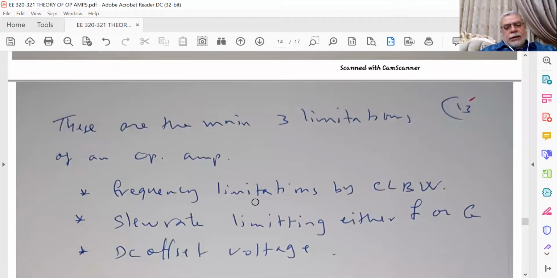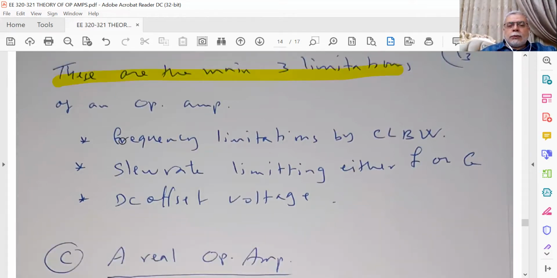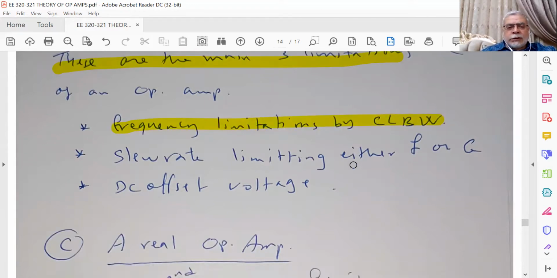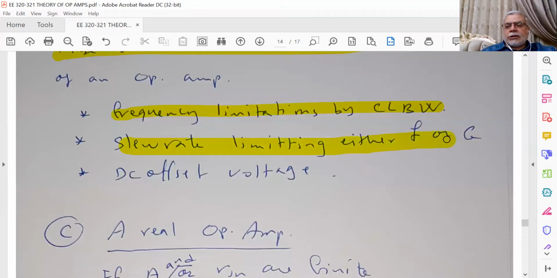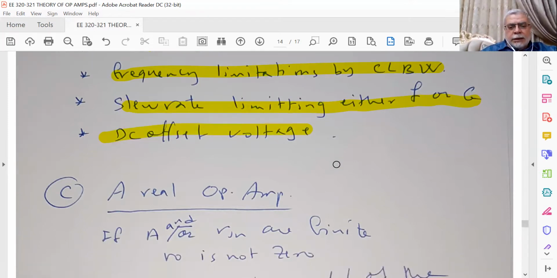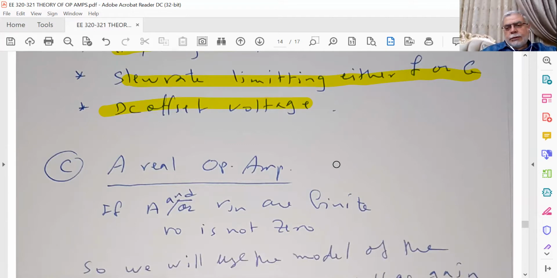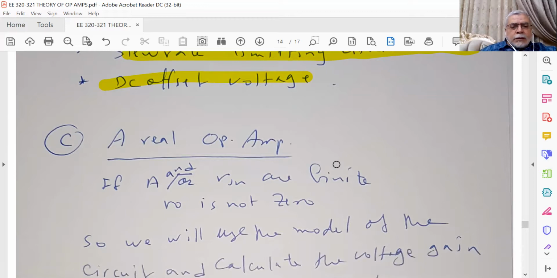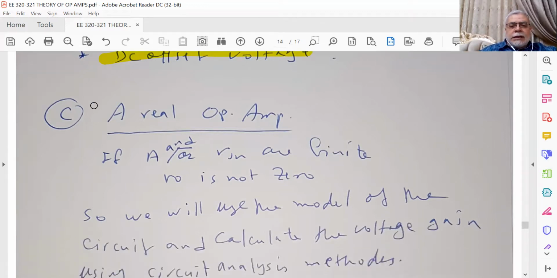So we studied here the 3 limitations of an operational amplifier, which are the frequency limitation by the closed loop bandwidth, the slew rate limitation affecting the frequency and the gain, and the DC offset voltage due to the input bias current and the input offset voltage.